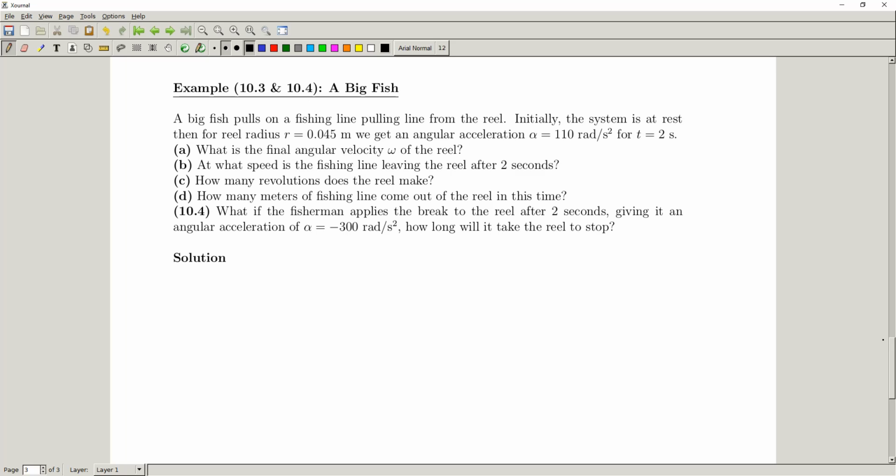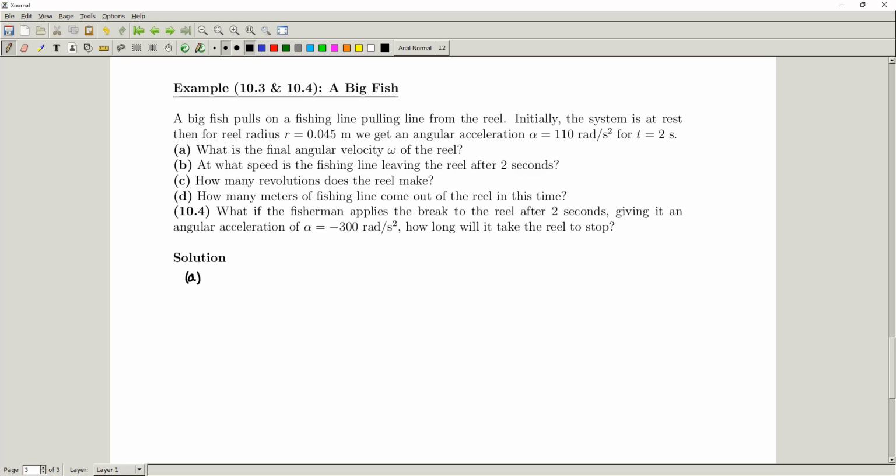And then as the fish starts to pull on this thing, we get to an angular acceleration. So the fish is providing this angular acceleration. The reel is spinning up to speed here at 110 radians per second squared, and it's applying this angular acceleration for 2 seconds. Okay, and we want to answer all 4, or I guess 5 of these questions, given these initial conditions, right? So let's do that here. In part A, we want to find the angular velocity, so omega, of the reel.